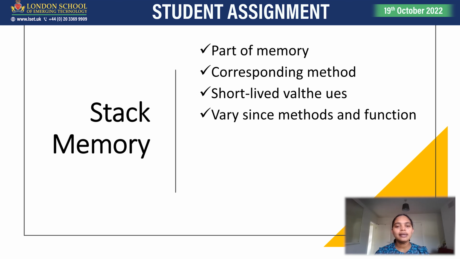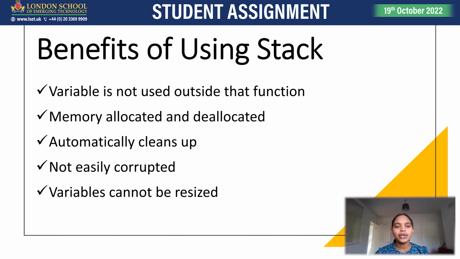What is stack memory? Stack memory is a part of memory which helps to store the local variables, and it also helps us to allocate and deallocate the memory automatically as soon as the corresponding method completes its execution. It is also used to store short-lived variables or threads. The size of the stack will vary since methods and functions create and delete local variables as required.